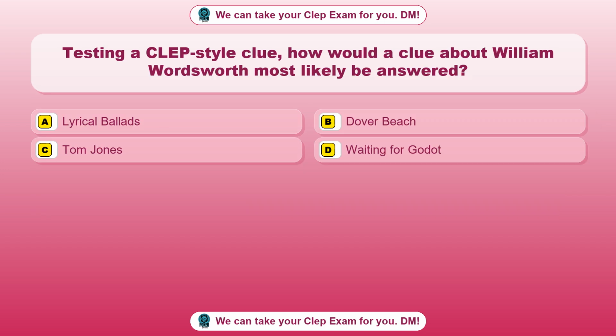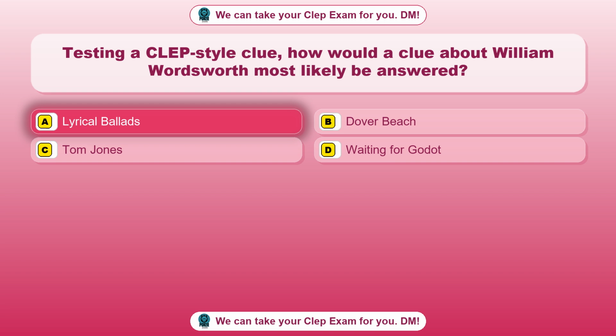Question 22. Testing a CLEP-style clue. How would a clue about William Wordsworth most likely be answered? Option A. Lyrical Ballads. Option B. Dover Beach. Option C. Tom Jones. Option D. Waiting for Godot. The correct answer is option A.